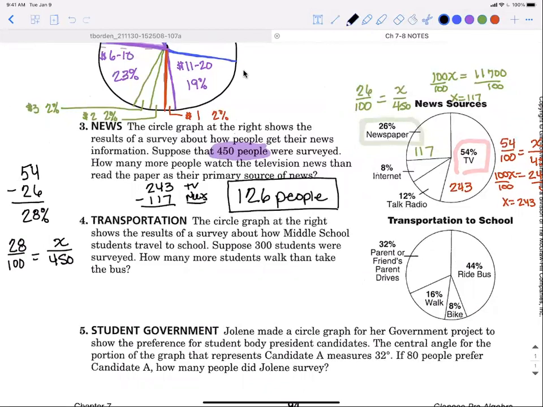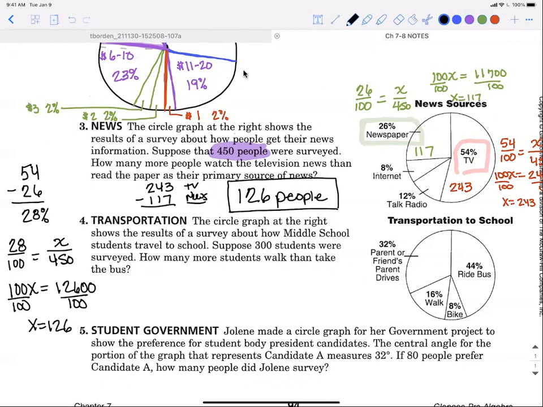So it just depends on whether you want to find the people, then subtract, or subtract the percentages and then find the people. It doesn't matter. Either way, you're going to get the same answer, because when you run this through the calculator, you're going to get 100x equals 12600. You're going to divide by 100, and you're going to get x equals 126. So you're going to get the same answer either way.